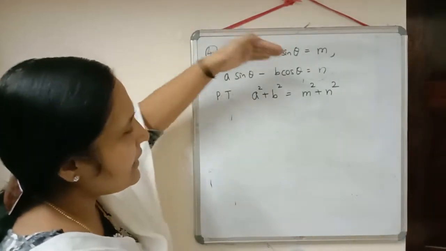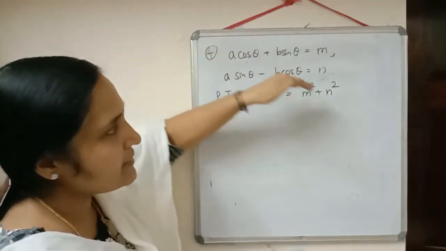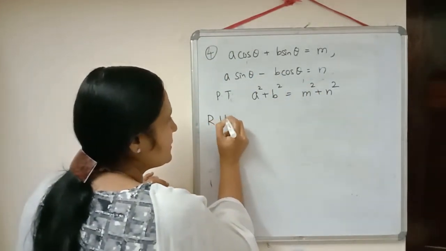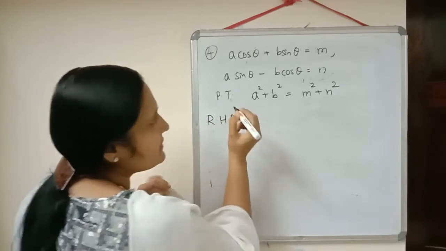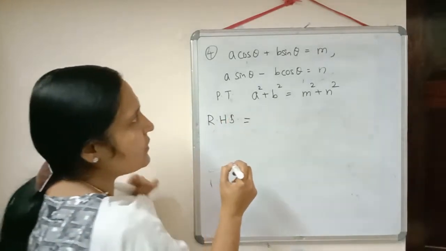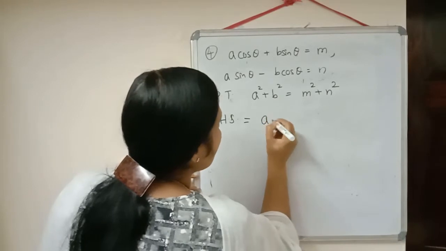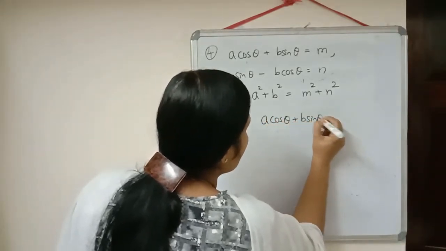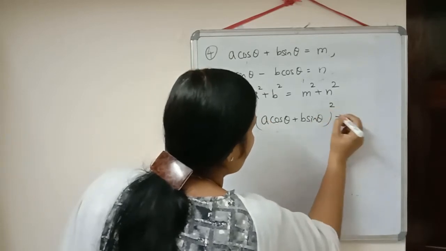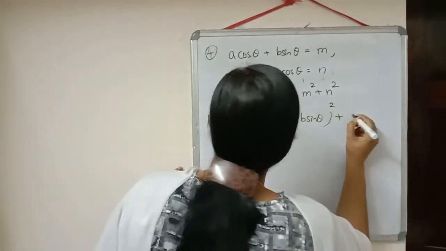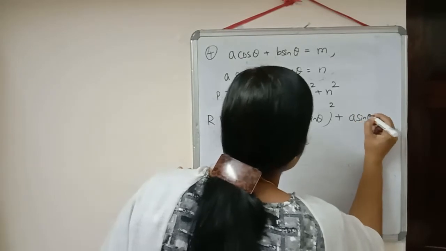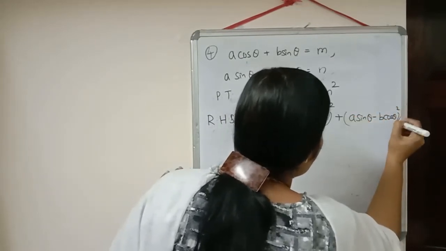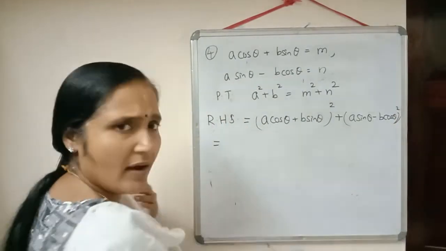And since m and n are given, it is better we simplify the right hand side. So in the right hand side, we will substitute the values. So our right hand side is m square plus n square. So substitute the values. In place of m, we can write a cos theta plus b sin theta the whole square, plus in place of n, we can write a sin theta minus b cos theta the whole square. Now what will we do? Yes, we will use the identity.